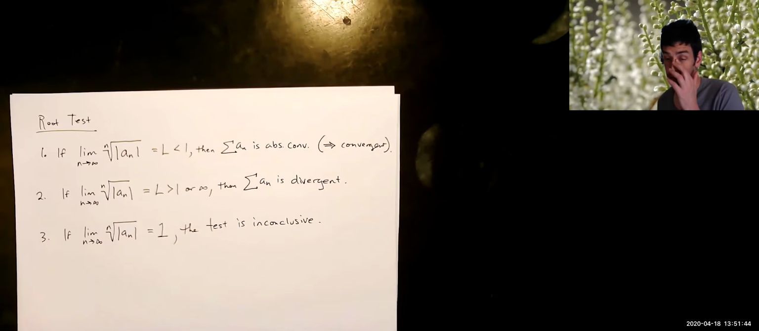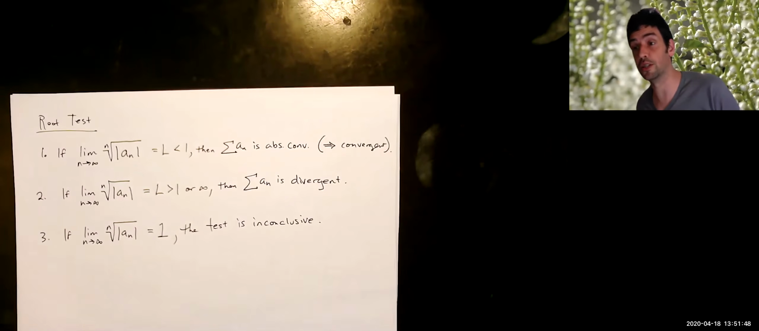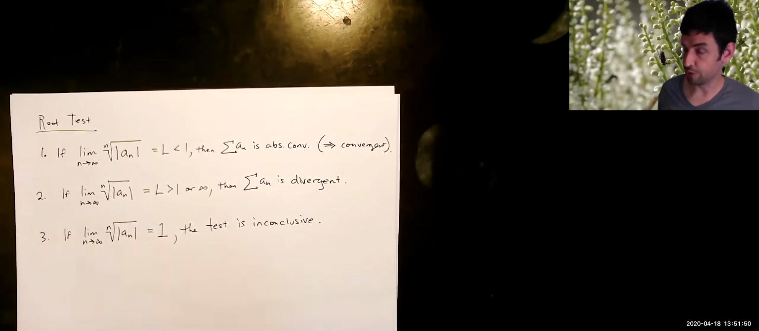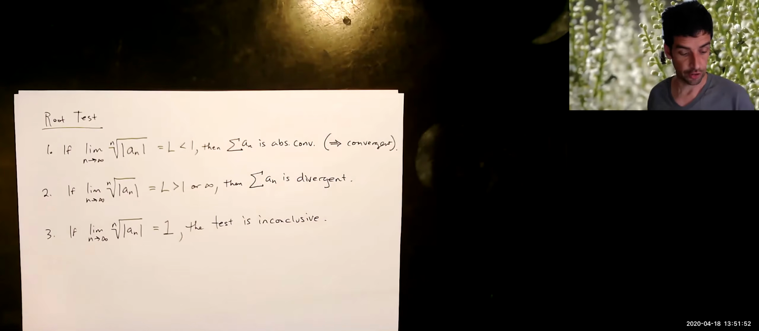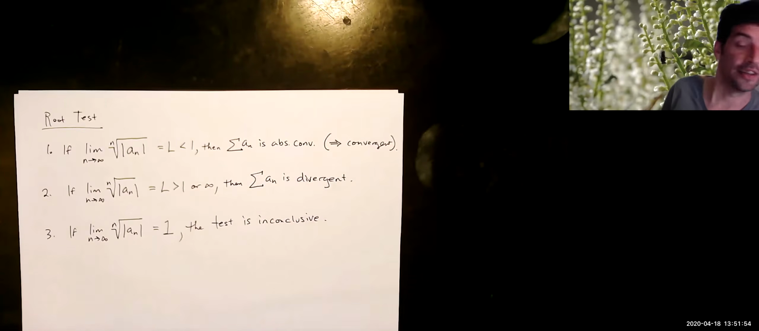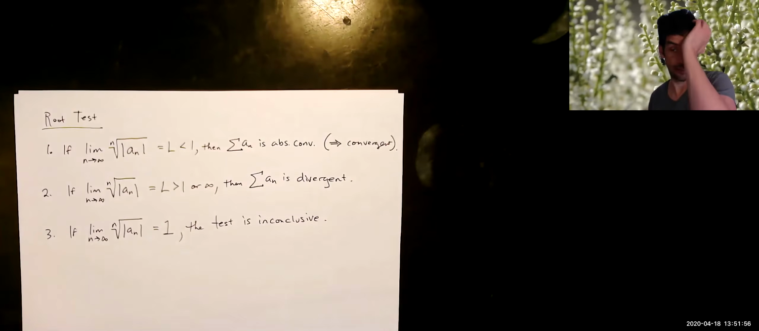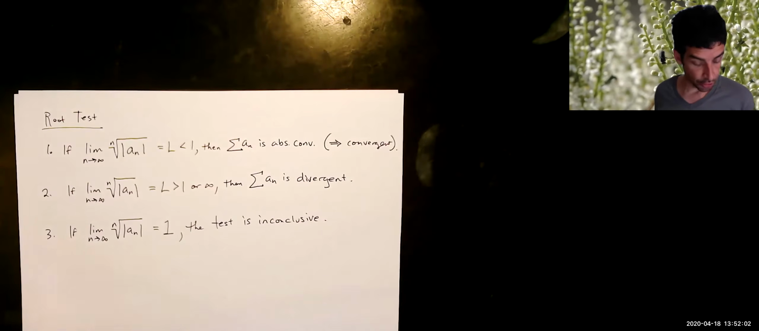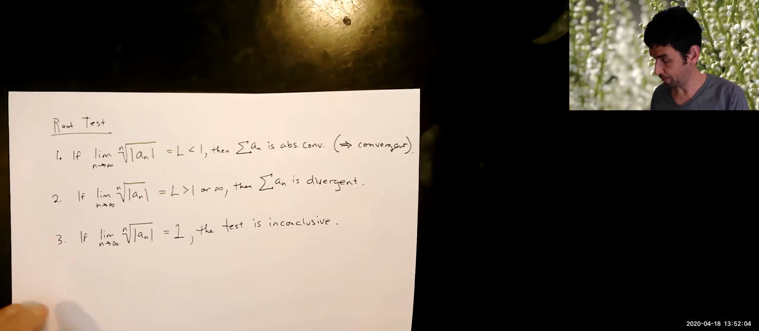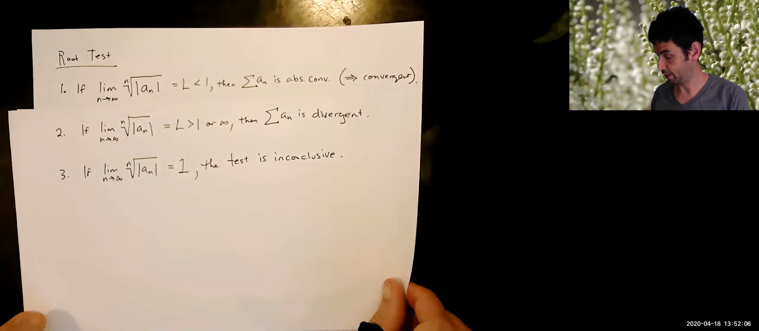Meaning we don't know. You can have a series whose limit in this way is 1 that diverges. You can have a different one whose limit is 1 and it converges. So you can't tell. You have to find some other way to get at the convergence of the series than this test if the limit turns out to be 1. So we're just going to do 2 examples for this root test. Let's do it on new paper.